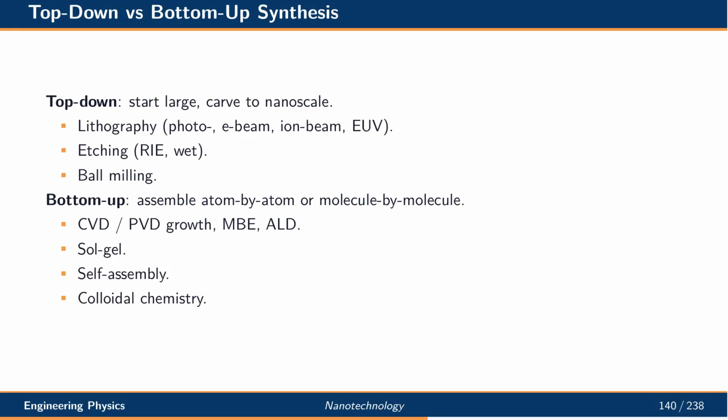There are 2 complementary routes to nanomaterials. Top-down approaches start with bulk material and carve it down to the nanoscale using lithography, etching, or ball milling. Photolithography, electron beam lithography, and extreme ultraviolet lithography are key technologies in this category. Bottom-up approaches assemble nanostructures atom by atom or molecule by molecule. Methods include chemical and physical vapor deposition, molecular beam epitaxy, atomic layer deposition, sol-gel processing, self-assembly.